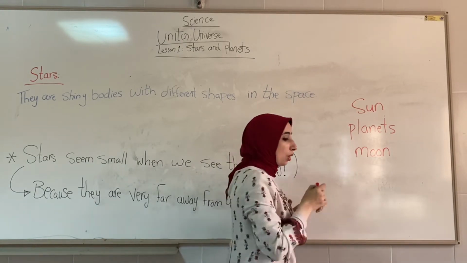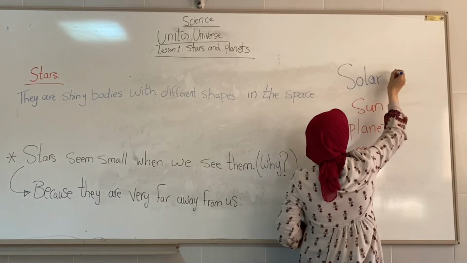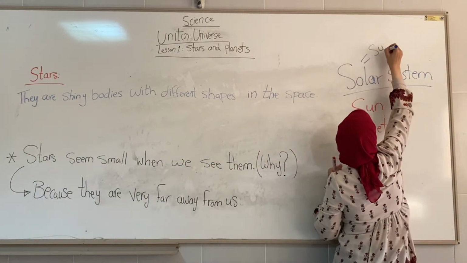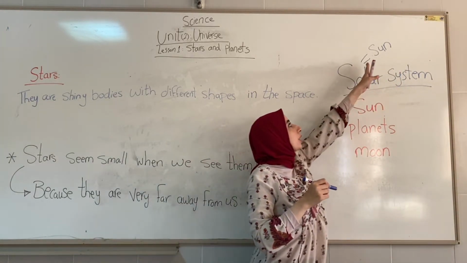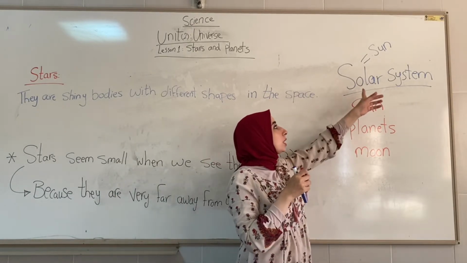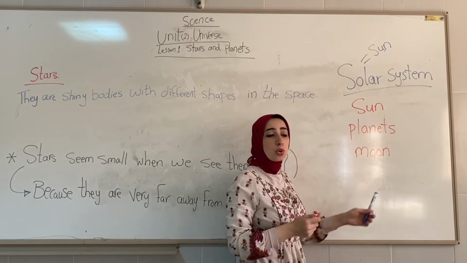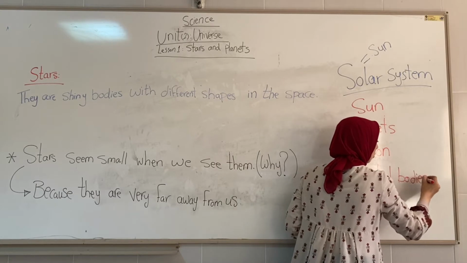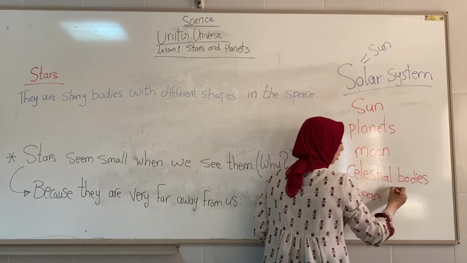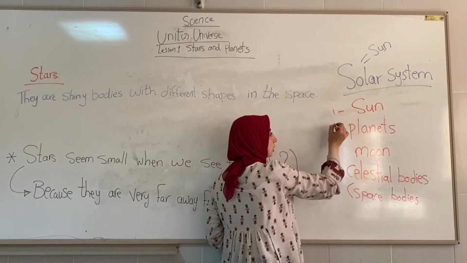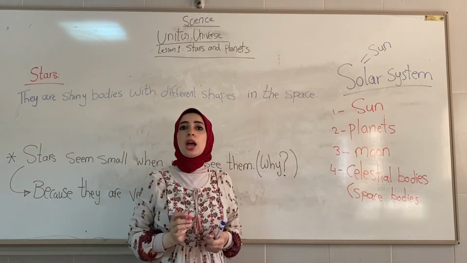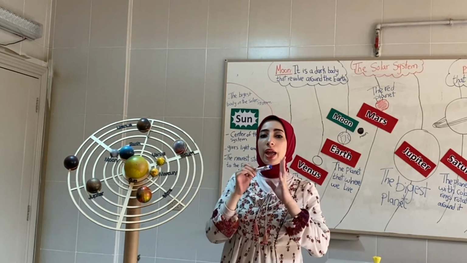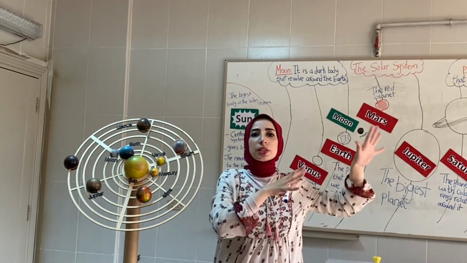All of these are the components of the solar system. Why do they call it solar system? Solar means sun. So they call it on the name of our star, which is called sun. So the solar system consists of the sun and the 8 planets, moon, and the last component is the celestial bodies, or space bodies. The bodies exist in the space.